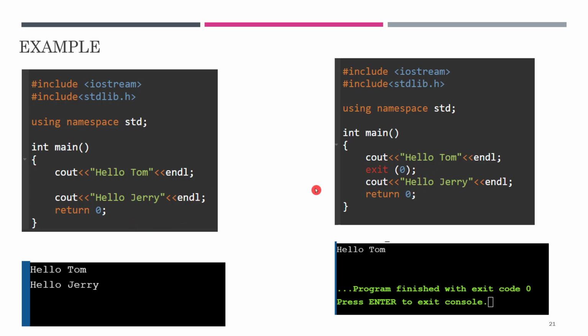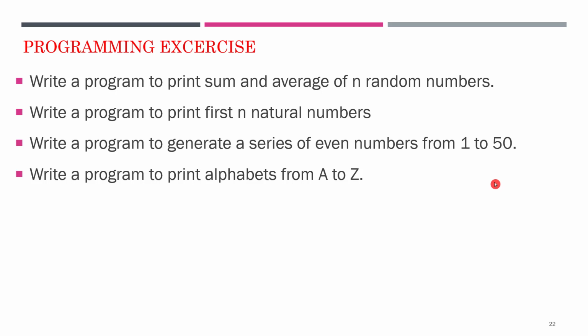The difference between the first and second example. It's a programming exercise. Try to write a program to print the sum and average of n random numbers. Write a program to print the first n natural numbers. Write a program to generate a series of even numbers from 1 to 50. Write a program to print the alphabets A to Z.